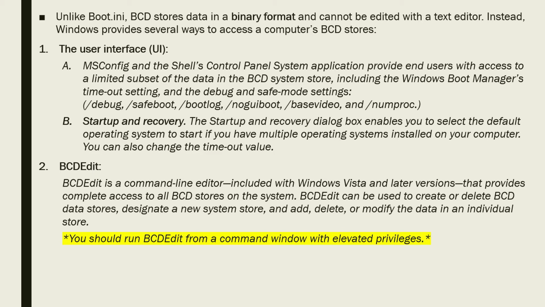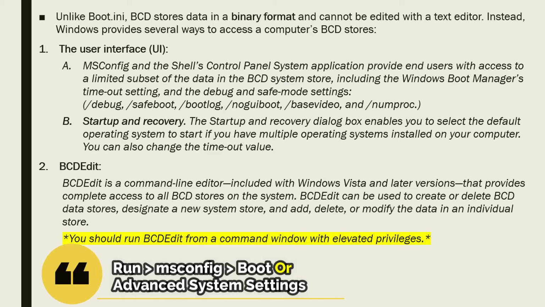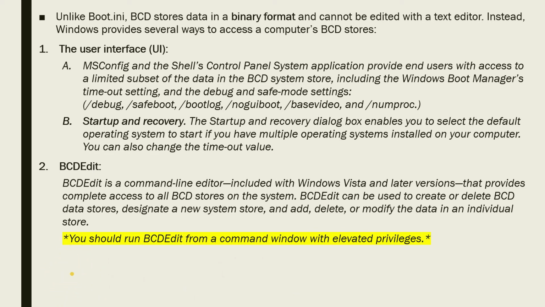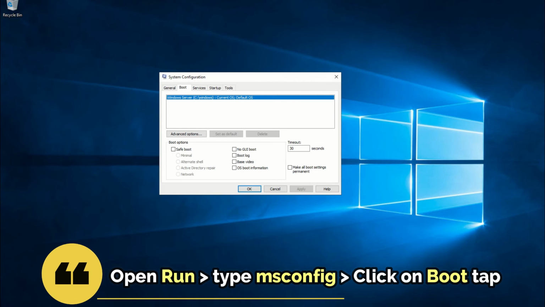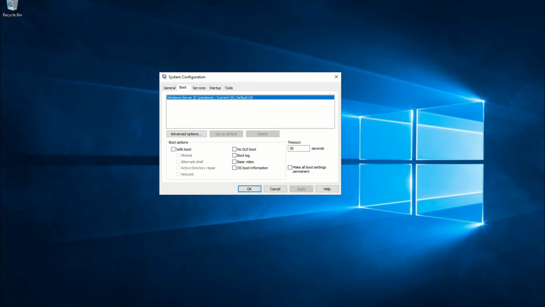Those settings can be accessed via msconfig under the boot tab, or startup and recovery settings. Let's examine them both together. Using run, type msconfig and go to the boot tab. You will find here a subset of the BCD settings. For example, if you want this VM to boot into safe mode on the next boot, you can check safe boot. We talked before about the timer of the boot menu. You can configure the timeout value from here.